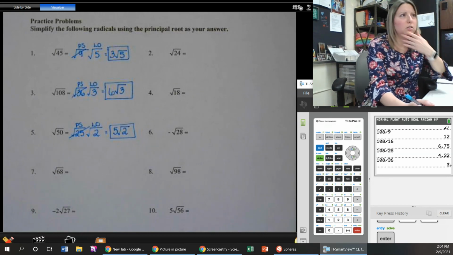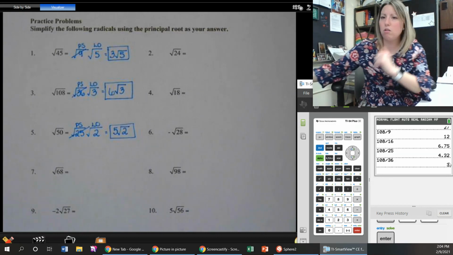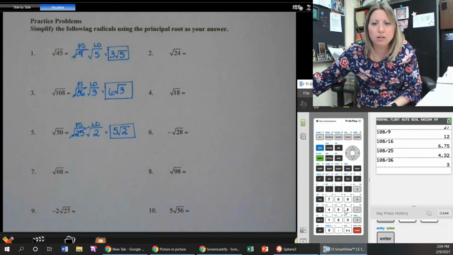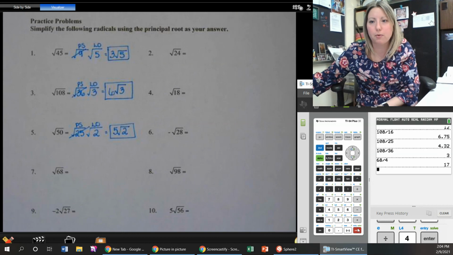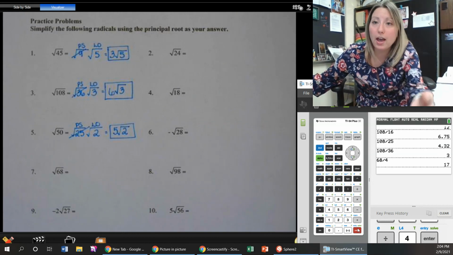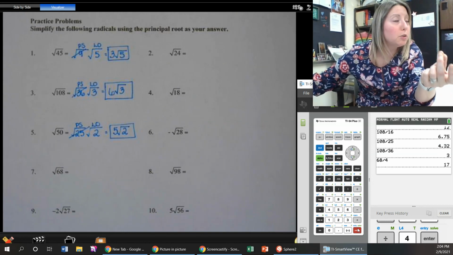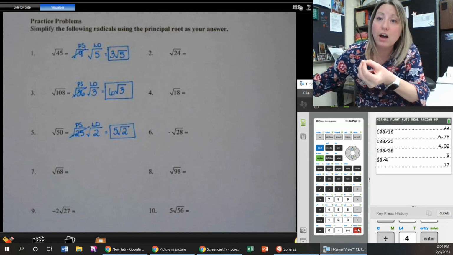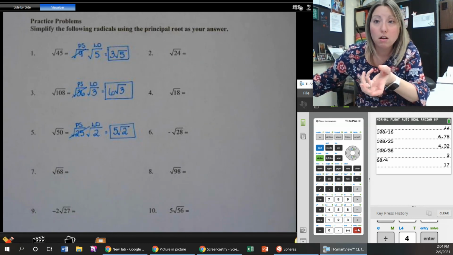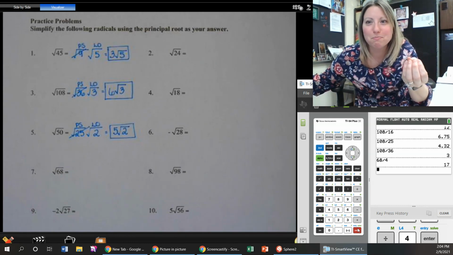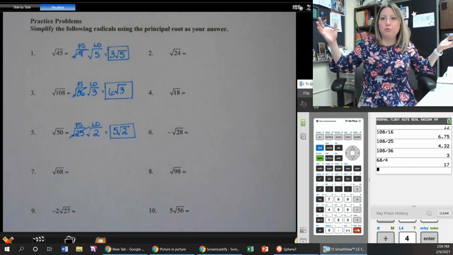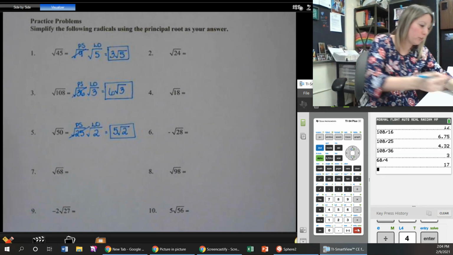68. Ooh. Well, let's try 4. I'm thinking 4 because, of course, I have to try 4 first anyway. Oh, look at that. 68 is evenly divisible by 4. My leftover is kind of a high value, 17. But 17's prime. That's my leftover. Not divisible by a perfect square.